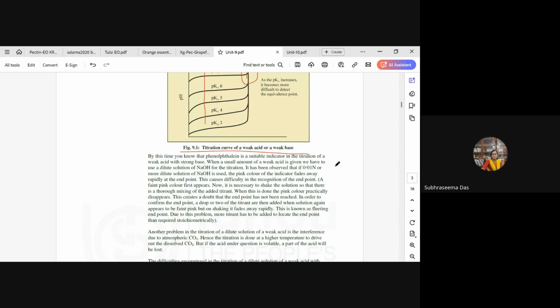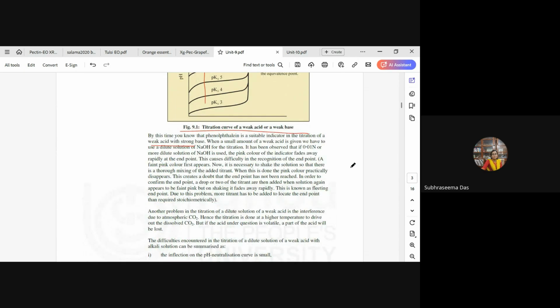So also it is a suitable indicator in the titration of a weak acid and a strong base. This is phenolphthalein, which has mostly been used in many types of acid-base titration. When we titrate a weak acid, we have to use a dilute solution of NaOH for the titration.